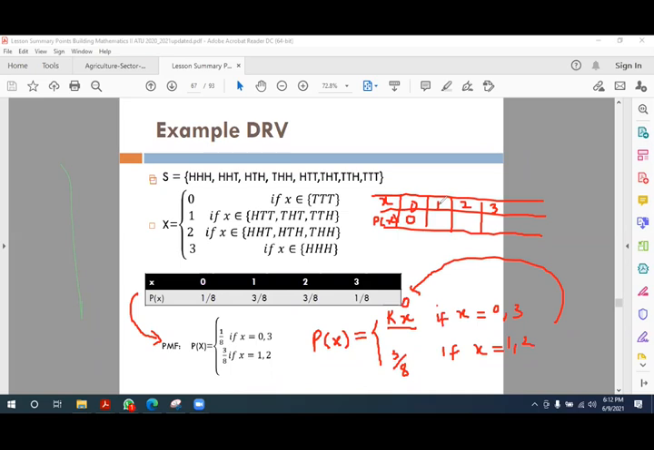Then we go to x equals 1. When x is 1, the probability is 3 over 8. When x is 2, the probability is still 3 over 8. And then when x is 3, the probability is kx. But this time, x is 3, so it's k times 3. So the probability will be 3k. Okay? Good.